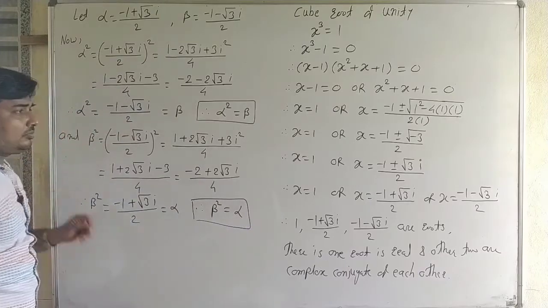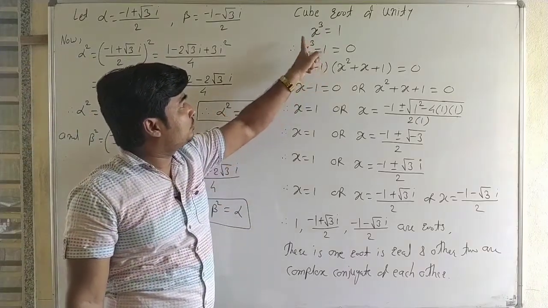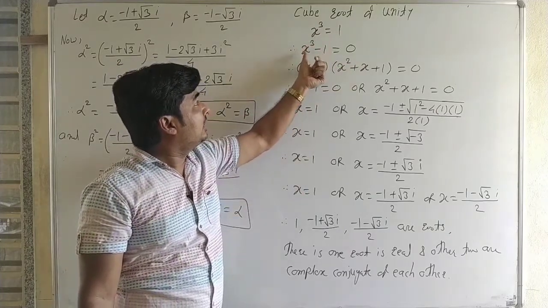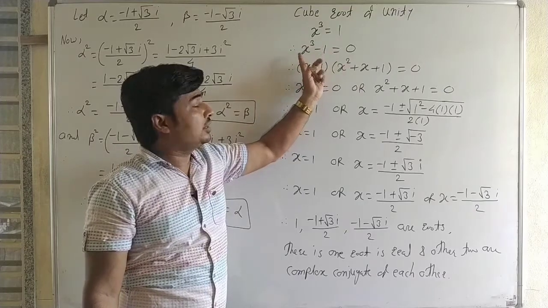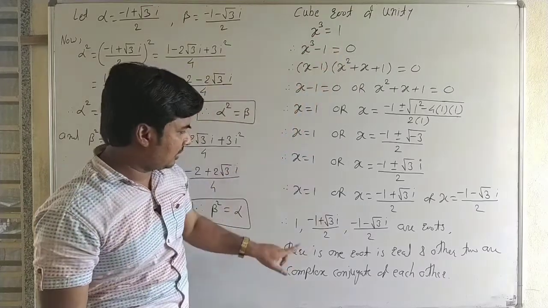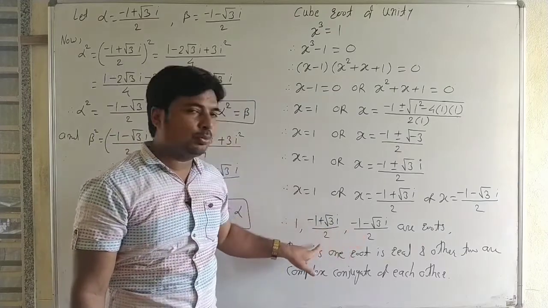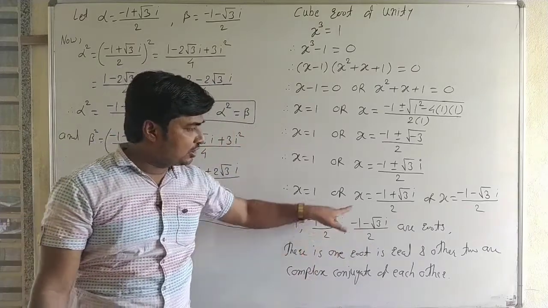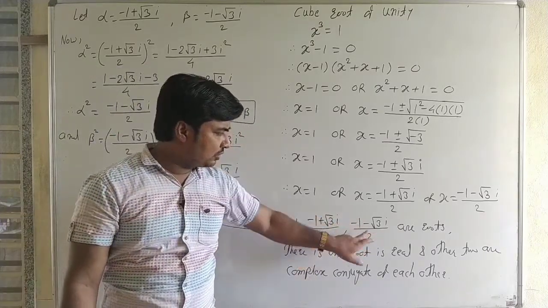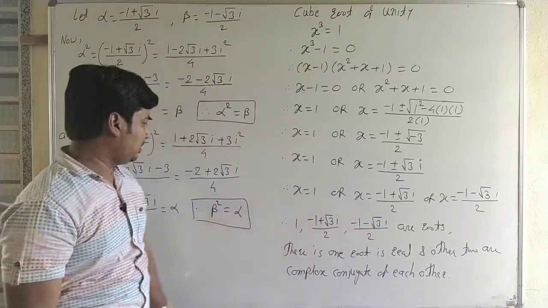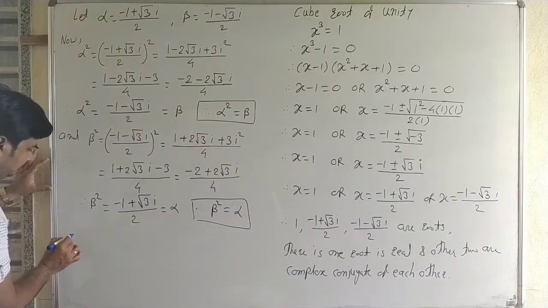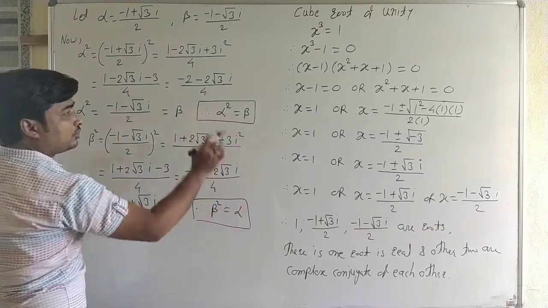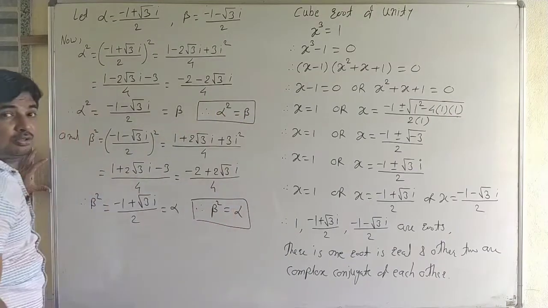Okay, here, therefore the roots of the equation x cube minus 1 equal to 0 are the cube roots of unity. One root is real and the other two are complex conjugates of each other. And also the relation between these two roots is that one root is a square of the other. Therefore we take alpha square is equal to beta, or beta square is equal to alpha.